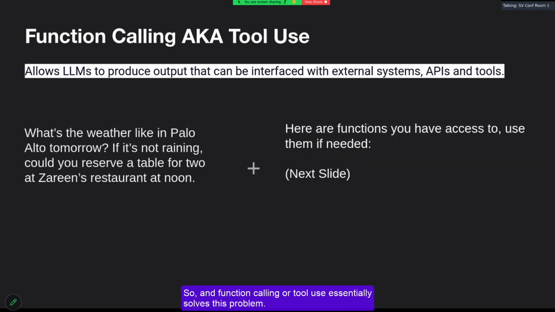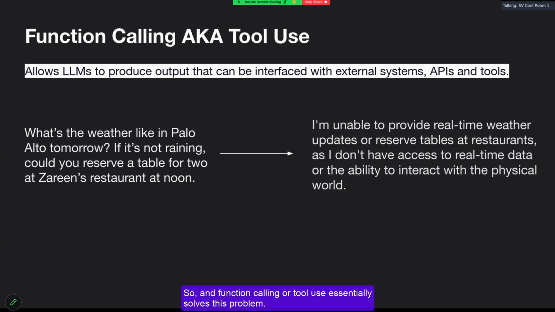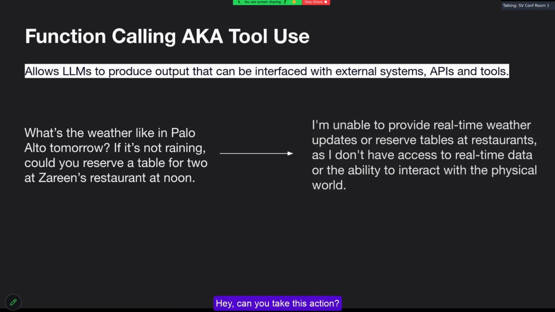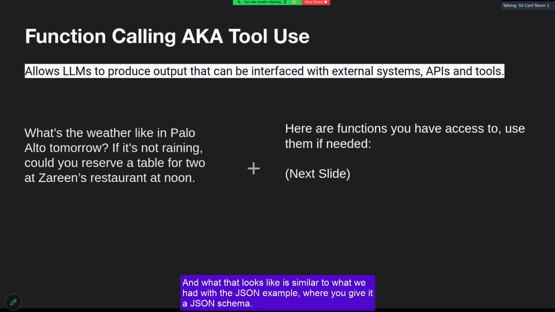Function calling or tool use essentially solves this problem. If you tell an LLM to do it, well, let me be clear. The LLM isn't going to take the actions for you. The LLM is going to tell your orchestration framework, which is just a fancy way of saying the bits and pieces of Python you have around your LLM, hey, can you take this action? Can you call this API or tool and make a reservation for you? And what that looks like is similar to what we had with the JSON example, where you give it a JSON schema. In this case, you give it a list of functions or APIs that you have access to, which I'll show you on the next slide.